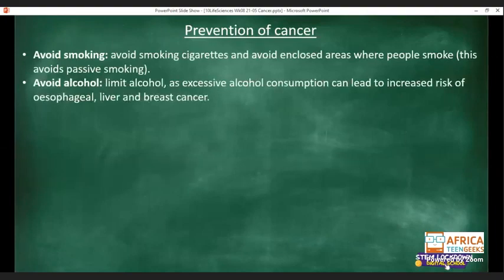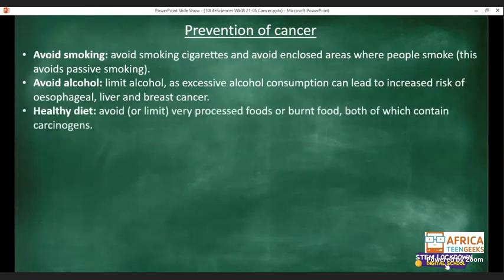avoid alcohol. Remember, alcohol affects your liver. So, avoid those because they lead to an increased risk of esophageal, liver, and breast cancer. Have healthy diets, so avoid very processed food or banned foods, both of which contain carcinogens.